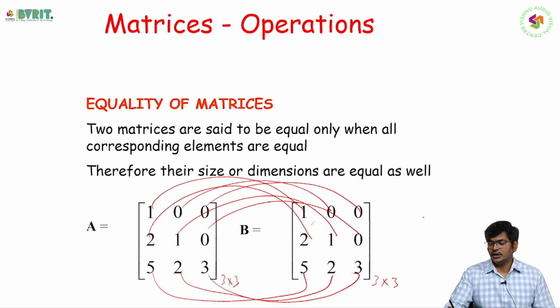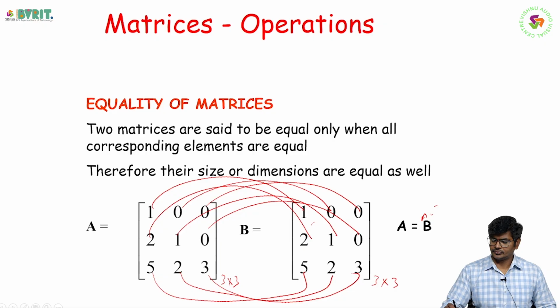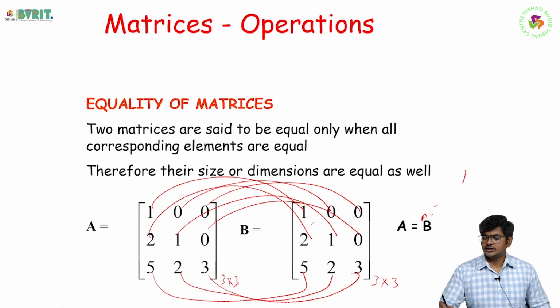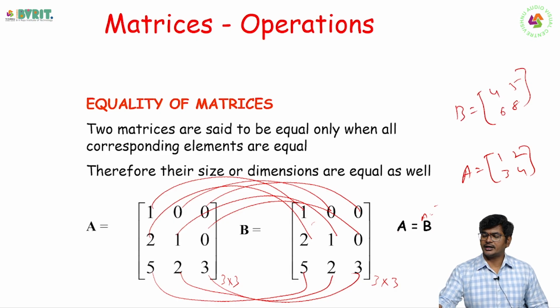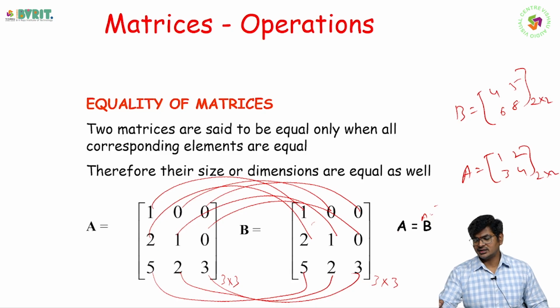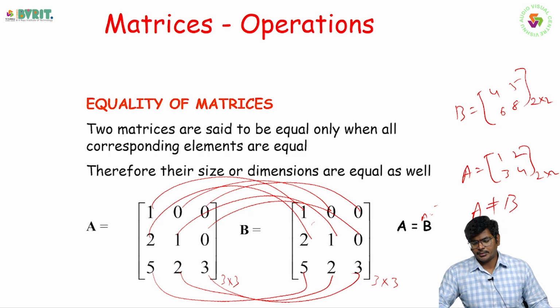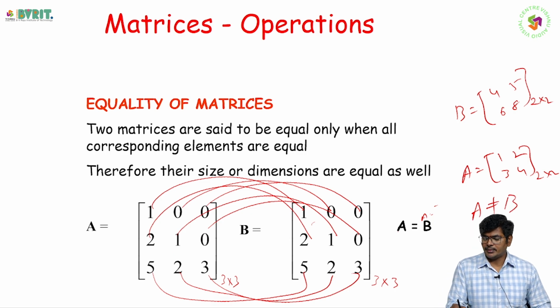For example, A is equal to [1 2 3] and B is equal to [4 5 6 8]. What is the order of A? 2 by 3. But the order is the same, yet the entries are not the same. Therefore, A is not equal to B. These are called not equivalent matrices. Here, the earlier ones are the equivalent matrices.